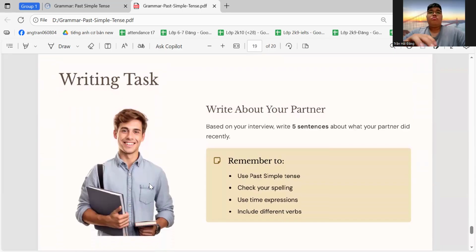And now you come to the writing task. Write about your partner. Write 5 sentences about what your partner did recently. Okay, so how many sentences do you need to write? Okay, 5 sentences. And you need to use past simple tense, check the spelling, use time expressions, and include different verbs.